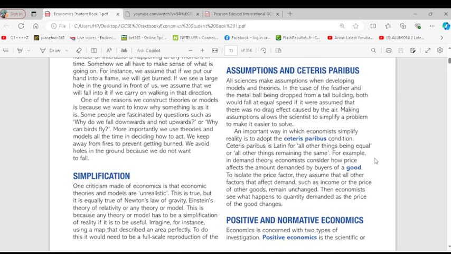So ceteris paribus means all things being equal. So when we are focused on fixed factors, variable factors remain the same. When you are focused on variable factors, fixed factors remain the same. That is what ceteris paribus is. Is it clear? Yes. Assumptions and ceteris paribus. Any question about it? Good.